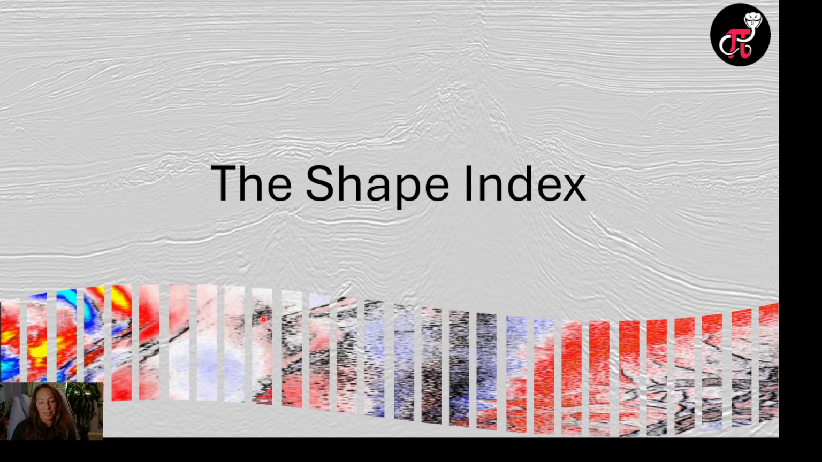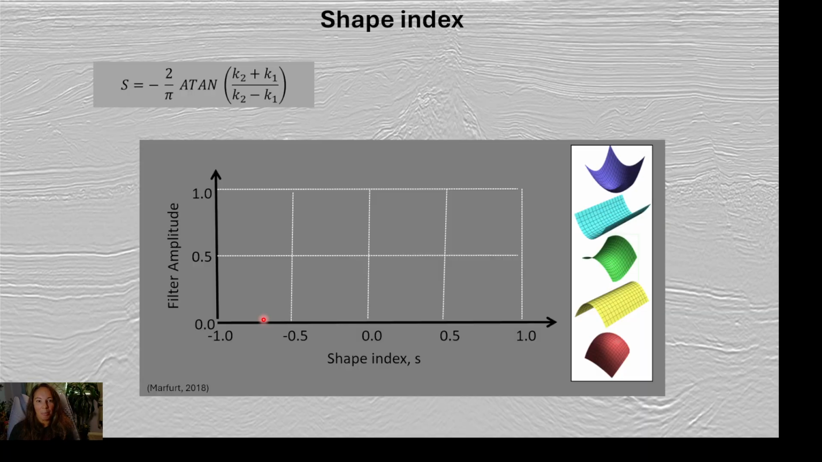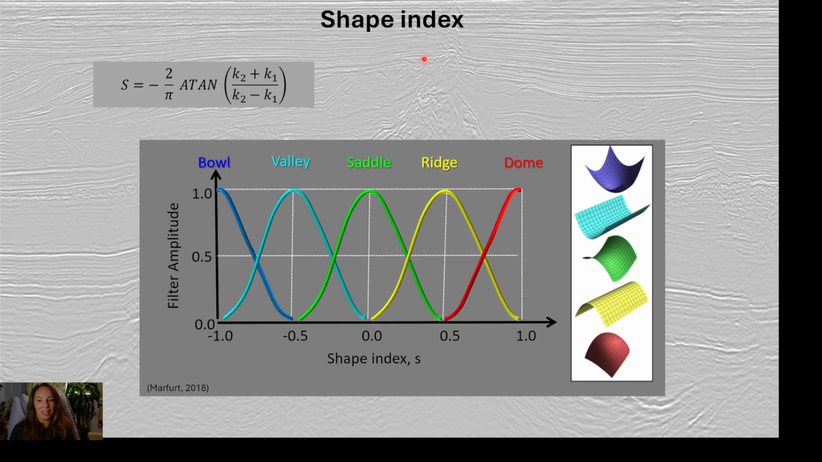All right, the shape index is an attribute I wanted to talk about because I don't see many people using it very much. And the shape index is just a combination of different K1 and K2 curvatures. So you can see I've got the equation here, S is the shape index. And to break it down, when you calculate the shape index, it is a bowl if it is around 1, and so you've got this bowl shape. You've got a valley shape. You can also see saddle features, ridges, and domes. And so this can be really great visually.